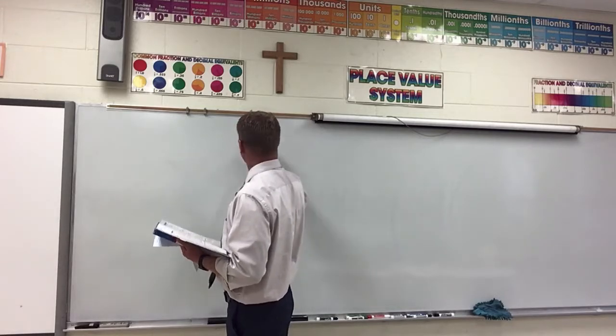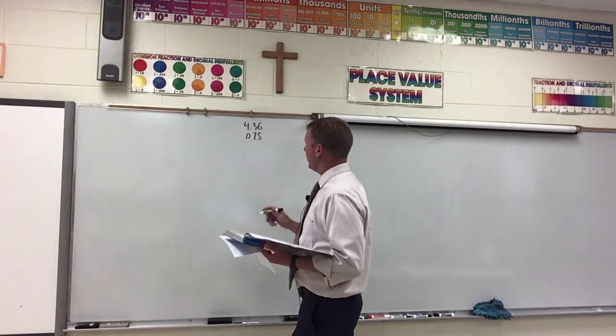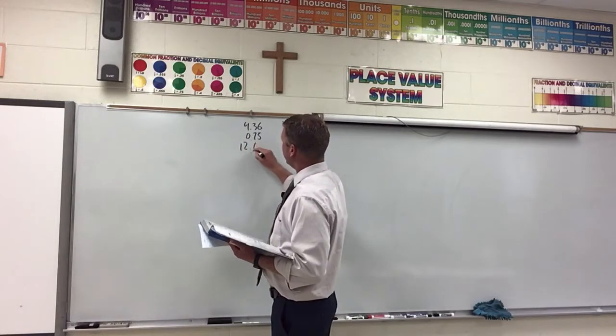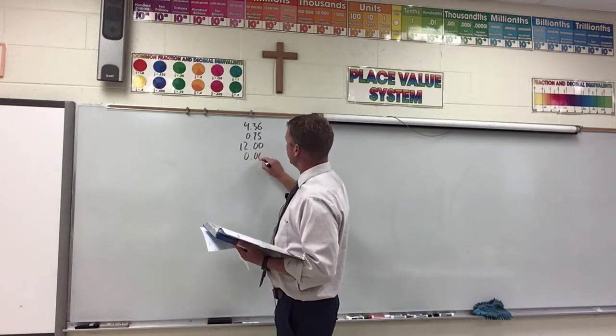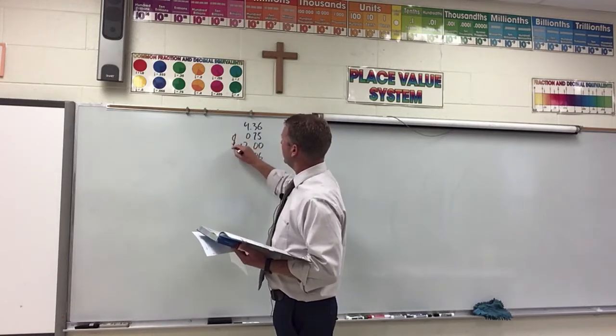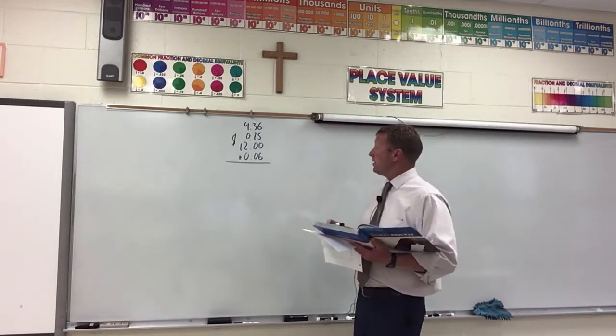$4.36 plus 75 cents. Make sure you write it correctly with a 0. $12. You have to add a decimal point and 2 zeros, and then 6 cents is 0.06. We're going to add those all together. It's all money. So 6 plus 5 plus 6 is 17.